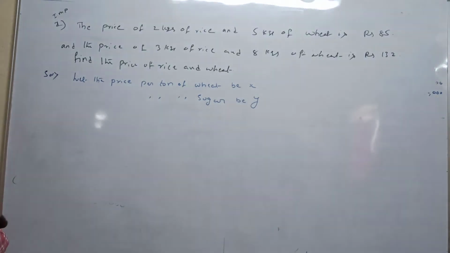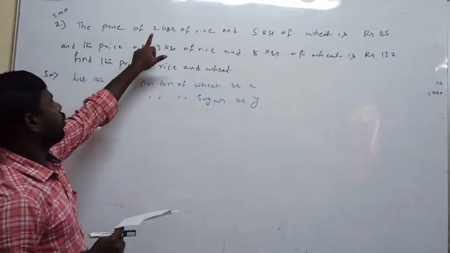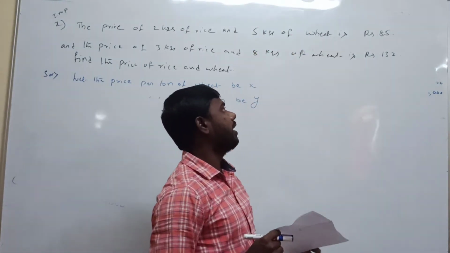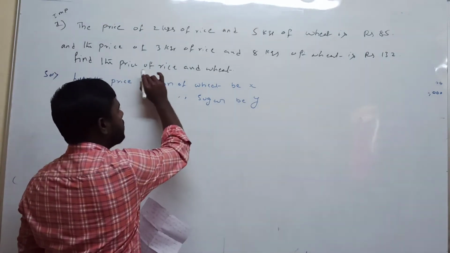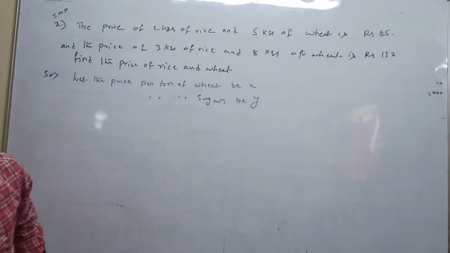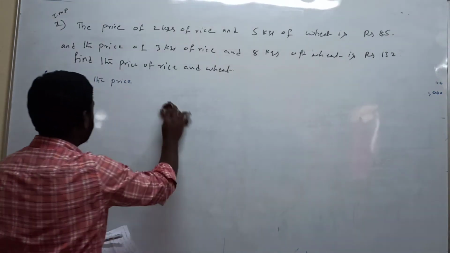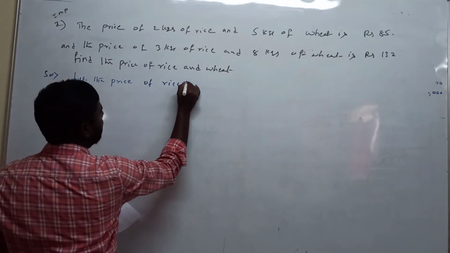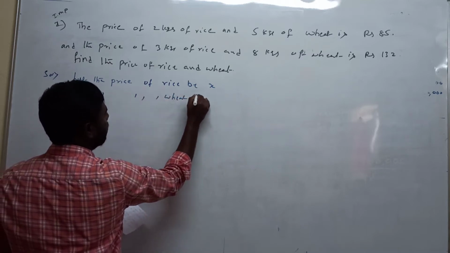So read the question carefully. What are they asking? How to find the equations: they have given two prices. One is 2 kgs of rice and 5 kgs of wheat, the total amount they gave is 85. So what are they asking? Find the price of the rice and the price of the wheat. That's why first we are assuming: let the price of rice be x and wheat be y.